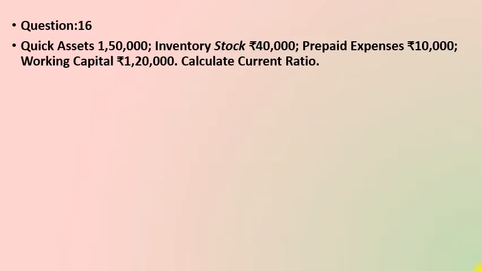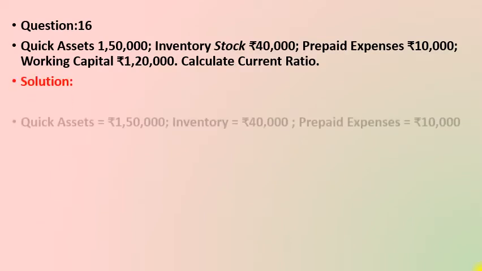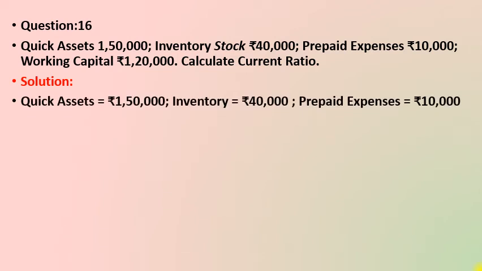Next question, we'll solve another question, that is current ratio. Quick assets is given 1,50,000, inventory that is stock is 40,000, prepaid expenses 10,000, working capital given 1,20,000. We have to calculate the current ratio. So quick assets is given 1,50,000, inventory given 40,000, prepaid expenses given 10,000.